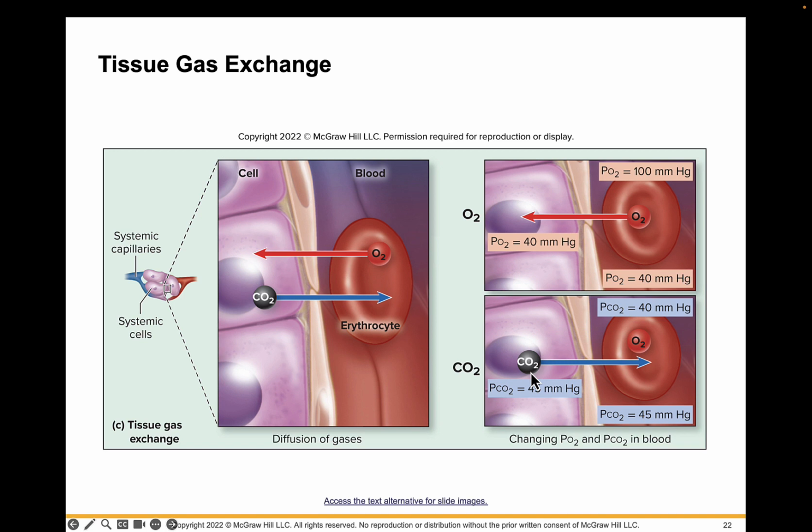CO2 will be moving in the opposite direction. It's going to be moving out of the tissue into the blood down its partial pressure gradient until we actually see equilibrium reached once again. So here we look at the partial pressure of carbon dioxide, 45 millimeters of mercury in a systemic cell, and it will reach an equilibrium with the CO2 in the blood.